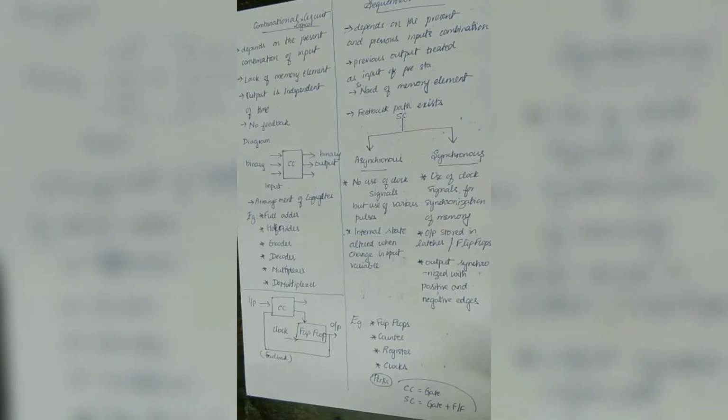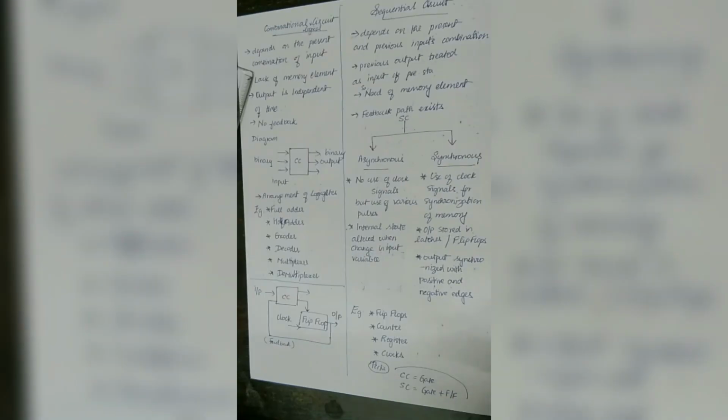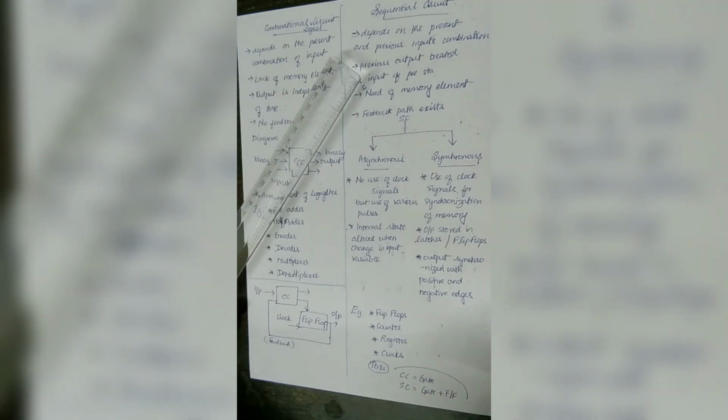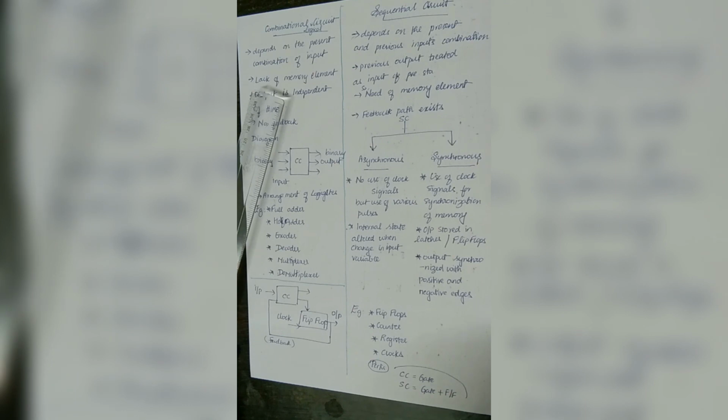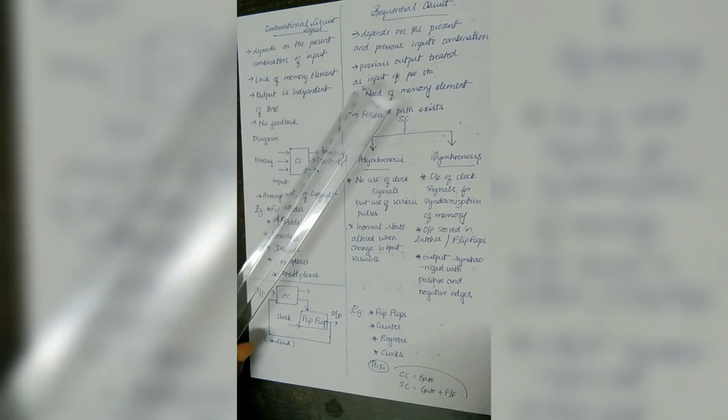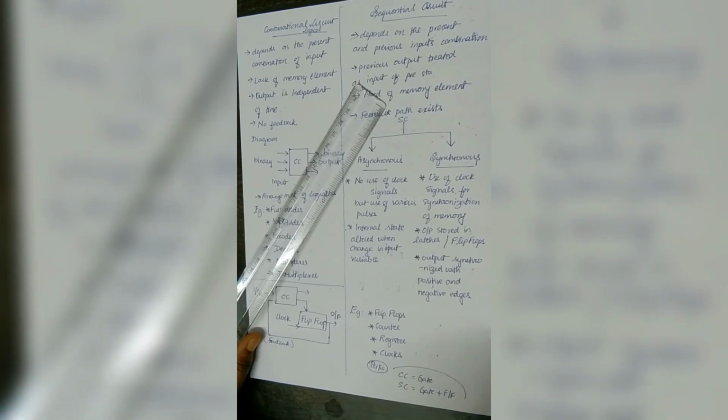Everyone, today we will be learning the basics of combinational circuit and sequential circuit. Combinational circuit is where the output depends on the present combination of inputs, whereas sequential circuit depends on the present and previous input combination. The combinational circuit does not have any memory element, whereas sequential circuit has memory element.